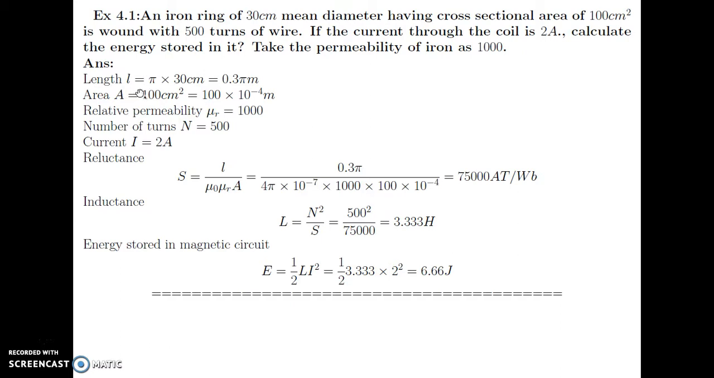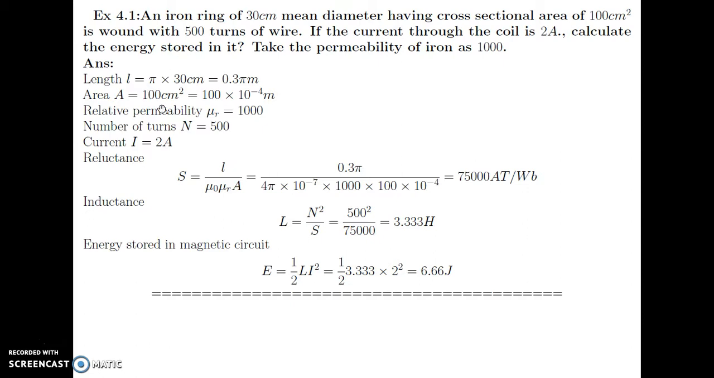So here the diameter is given as 30 centimeters. How will we calculate the circumference? Circumference is nothing but the total length. So total length is equal to pi into d. It is pi into 30 centimeters, so I can treat it as 0.3 pi. Area is 100 centimeter square, which means 100 into 10 raised to minus 4 meter square. Relative permeability mu r is given as 1000, number of turns is 500, and current is 2 ampere.